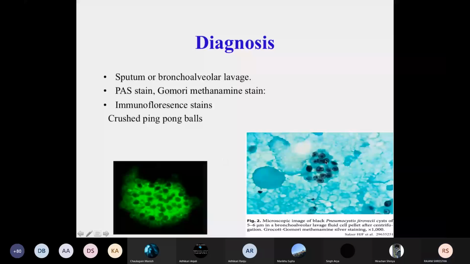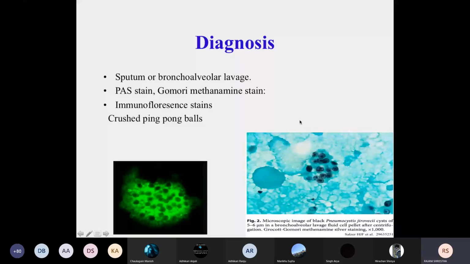So here in the greenish staining, this is the Gomori methenamine silver staining, where you can find plenty of clusters or aggregates of the yeast-like cells. And in the next picture, where you can see the apple green color, this is the immunofluorescent stain. Once you do the staining with the fluorescent dye and then look under the fluorescent microscope, you can find apple green yeast cells present in the sputum sample as well as the bronchoalveolar lavage. The disadvantage of this staining is that the internal structure cannot be properly visible.